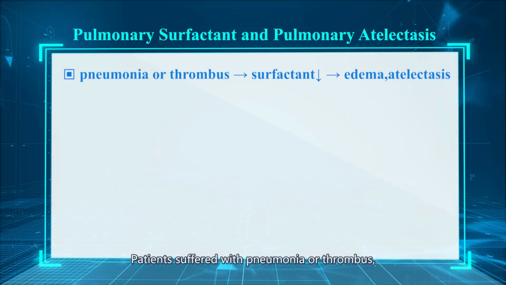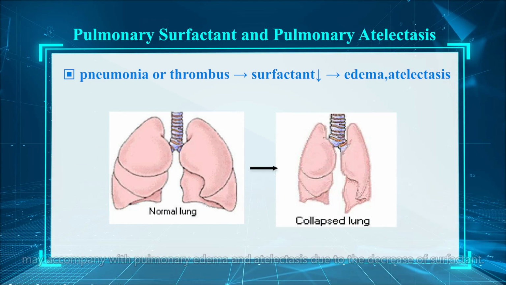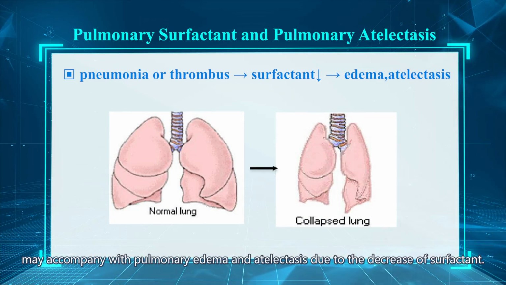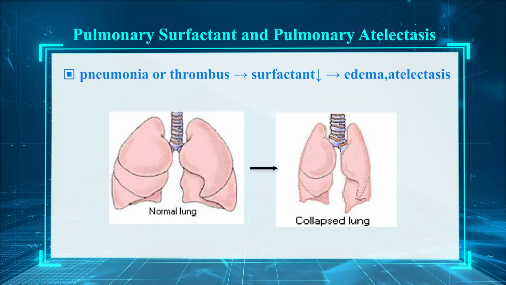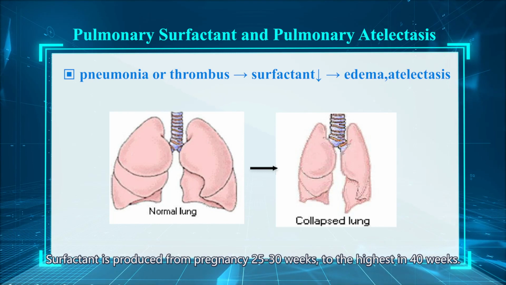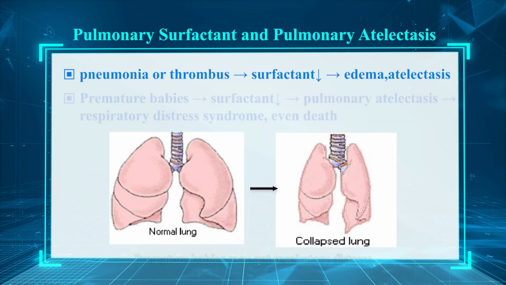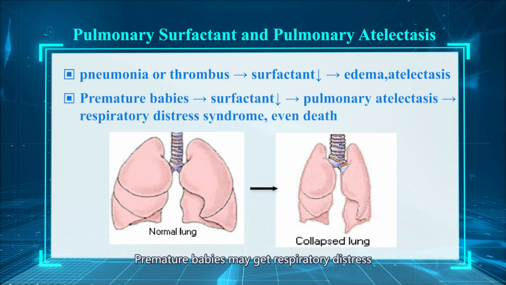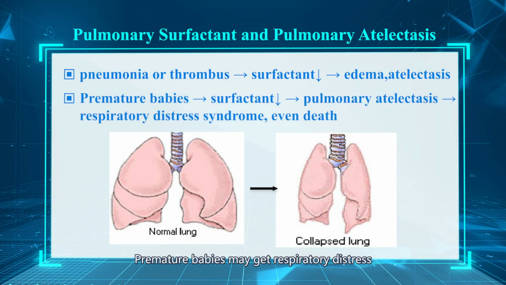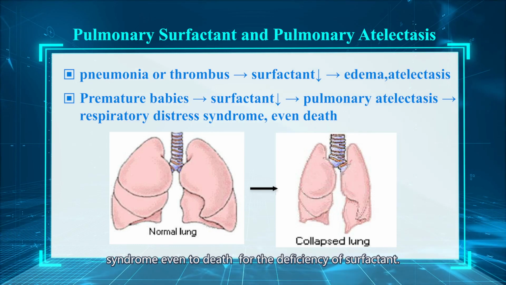Patients suffering from pneumonia or thrombus may get pulmonary edema and atelectasis due to the decrease of surfactants. Surfactants isn't produced until 25 to 30 weeks of pregnancy, reaching the highest level at 40 weeks. Premature babies may get respiratory distress syndrome, even leading to death, due to the deficiency of surfactants.